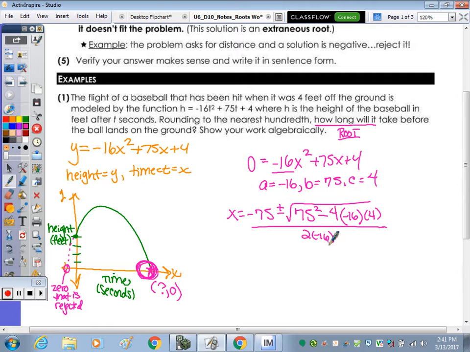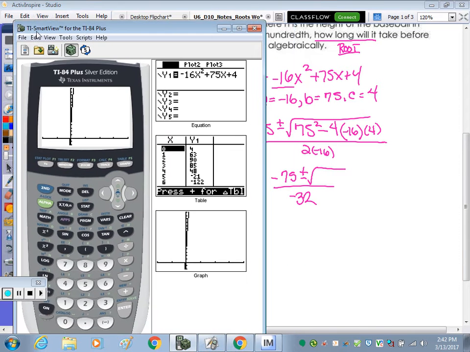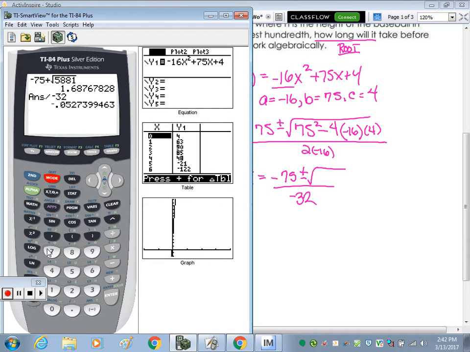So why don't you find the number underneath your radical? What is the number underneath the radical? 75 squared minus 4 times negative 16 times 4. So x equals negative 75 plus or minus. What's the number that you get under the symbol? Oops, we're missing a parenthesis. Sarah, what'd you get?